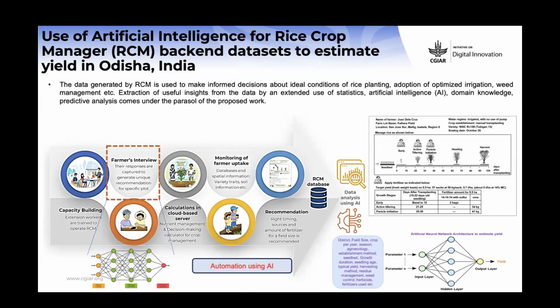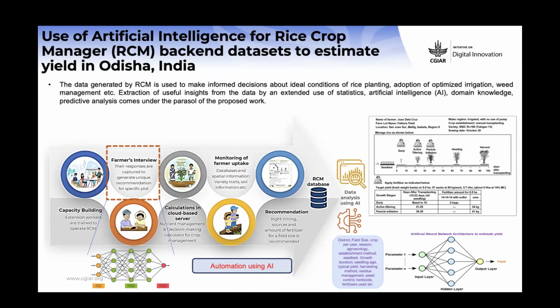Now, why do we need to estimate the yield? Rice Crop Manager is based on the principles of site-specific nutrient management, which is a yield-based approach to give a fertilizer recommendation. So if a field is producing 1 ton of rice crop, the demand will be different than for a field which is producing 6 tons of rice crop.